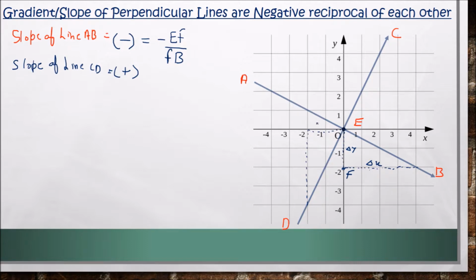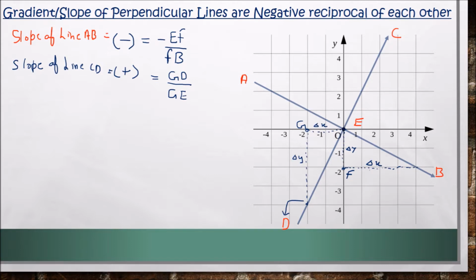Okay, so this will be our change in x and this will be our change in y. Now let's give a name to this point really quick. Let's give this name G. Okay, so the slope of line CD will be change in y, which is GD. Let's give this point D. So GD divided by GE.